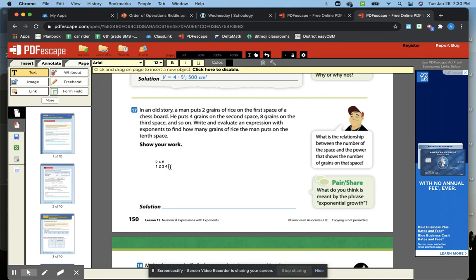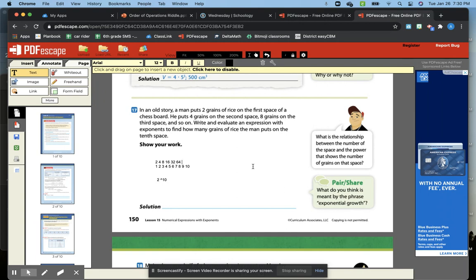So if we need to know the 10th place, and if we follow our pattern, that would be the same thing as saying 2 to the 10th power. To find that out, we're just going to keep following our pattern. So 2 times 2 is 4, 4 times 2 is 8, 8 times 2 is 16, 16 times 2 is 32, 32 times 2 is 64. So we're just doubling it every time, kind of like we did with the money before.